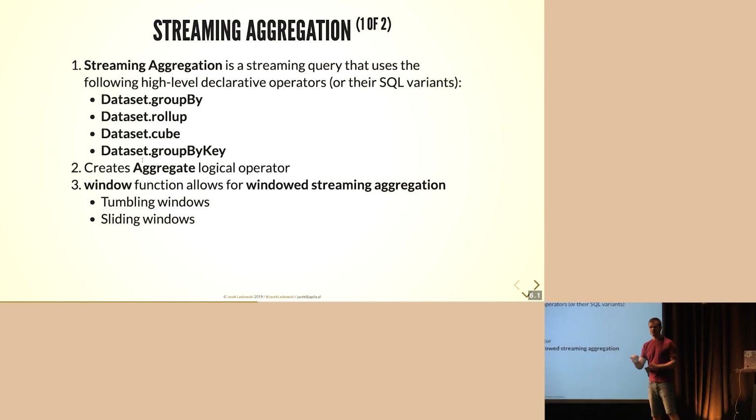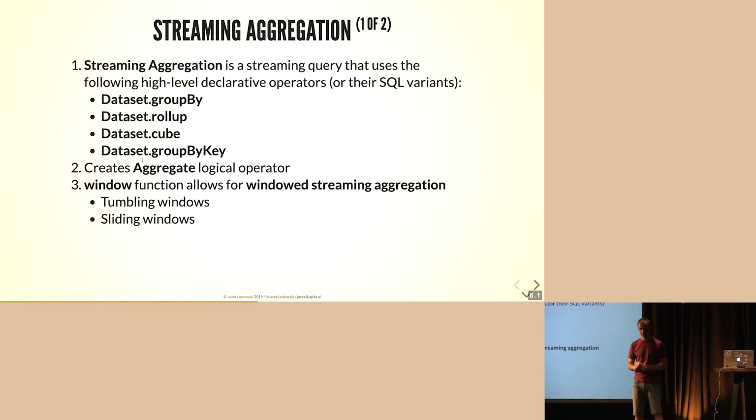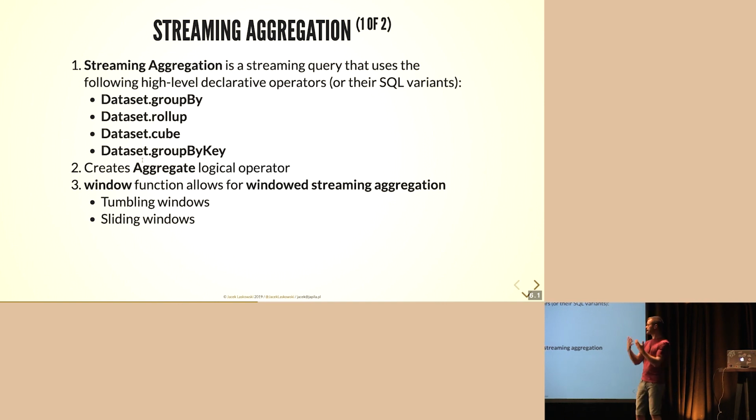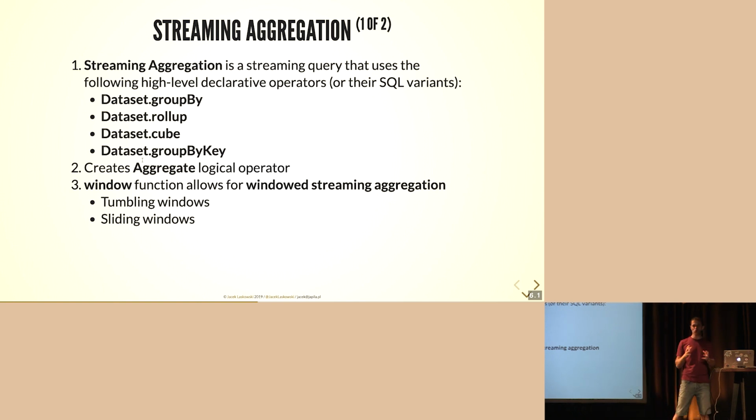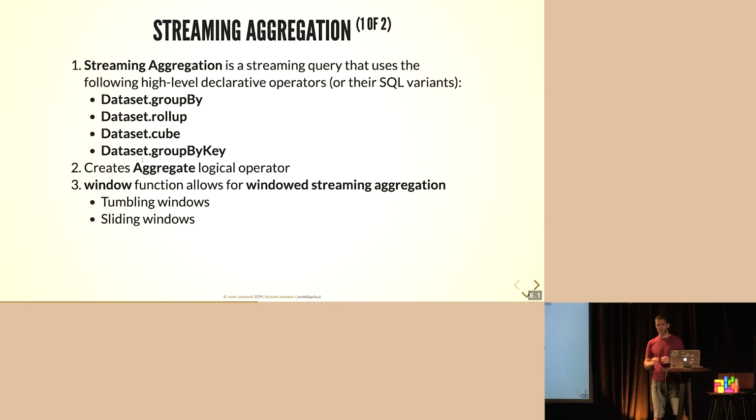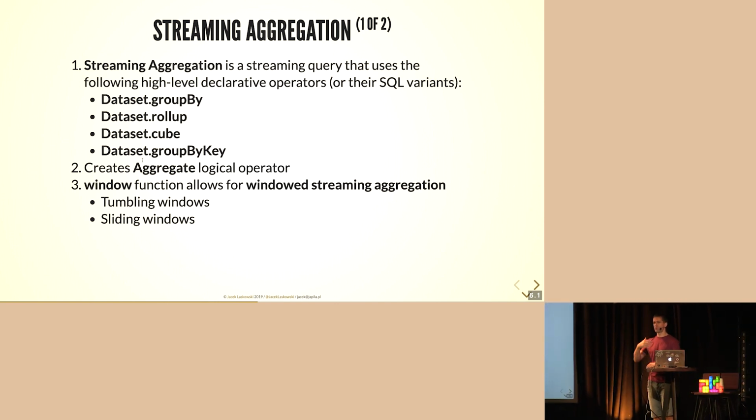So what is streaming aggregation in Spark Structured Streaming? Whenever you use groupBy, rollup, cube, or groupByKey, you are creating a streaming query that is a streaming aggregation. You are aggregating over an unbounded stream of data.